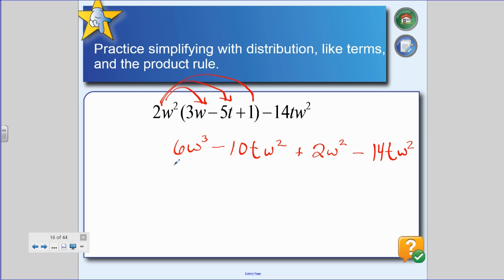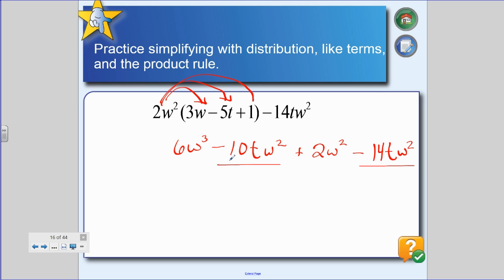Now I have to see, do I have any like terms, any terms that match and can be added together? I've got 1, 2, 3, 4 terms in this particular expression. See if any of them match. This one's w cubed. That does not match tw squared. Tw squared does not match w squared. But tw squared does, on the end, match this other tw squared term. So I've got negative 10 tw squared.